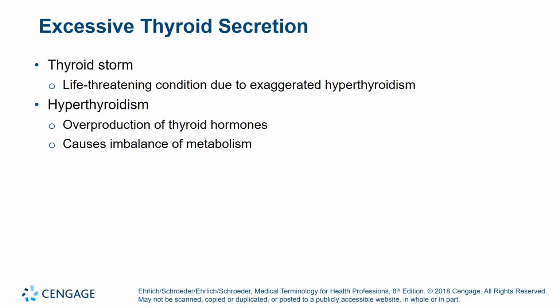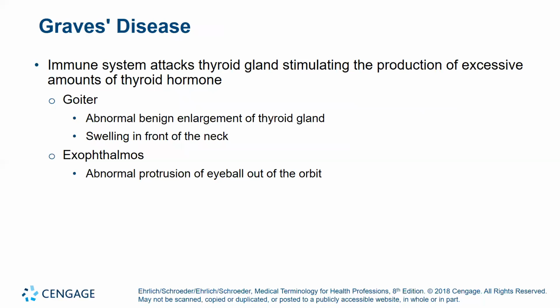Thyroid storm. This is a life-threatening condition due to exacerbated hyperthyroidism. We have hyperthyroidism. This is just overproduction of the thyroid hormones. It does cause imbalance of metabolism. Graves' disease, this is a disease that attacks the immune system. It attacks the thyroid gland, stimulating the production of excessive amounts of thyroid hormone.